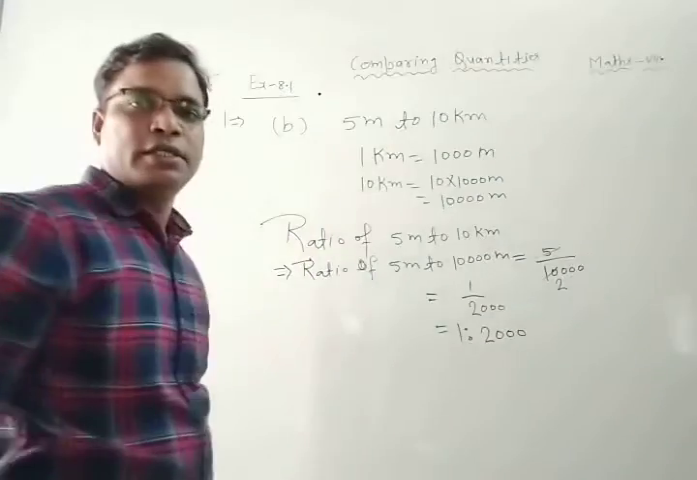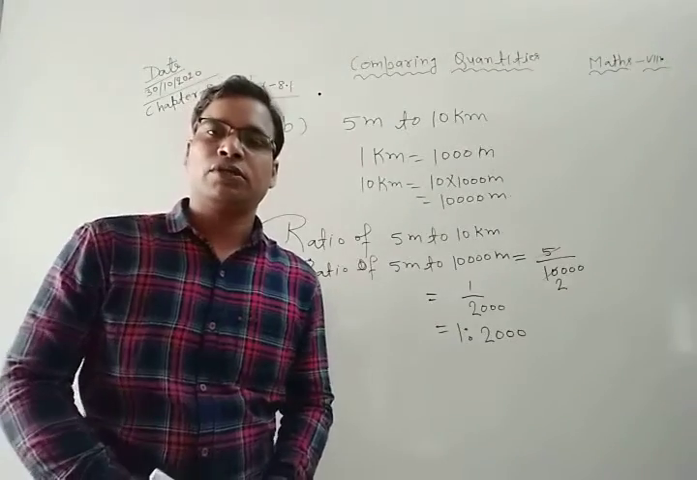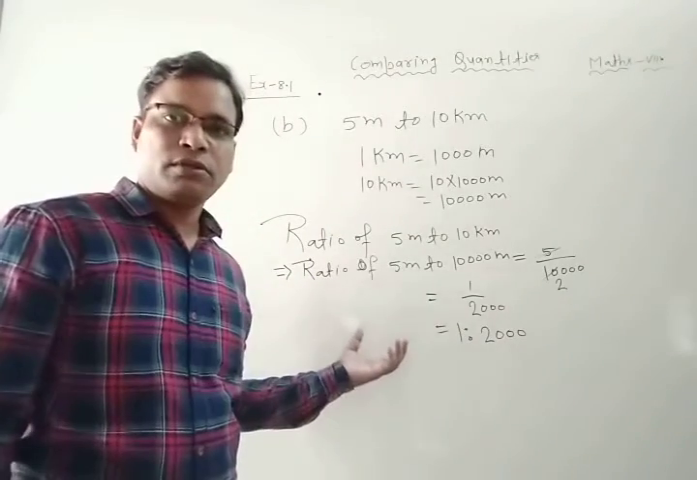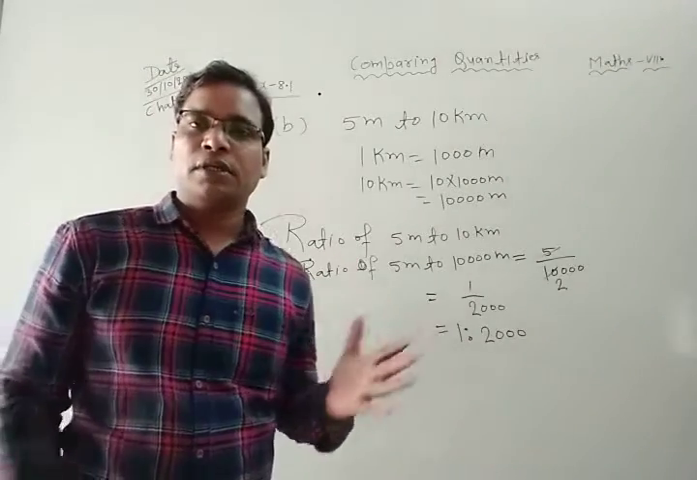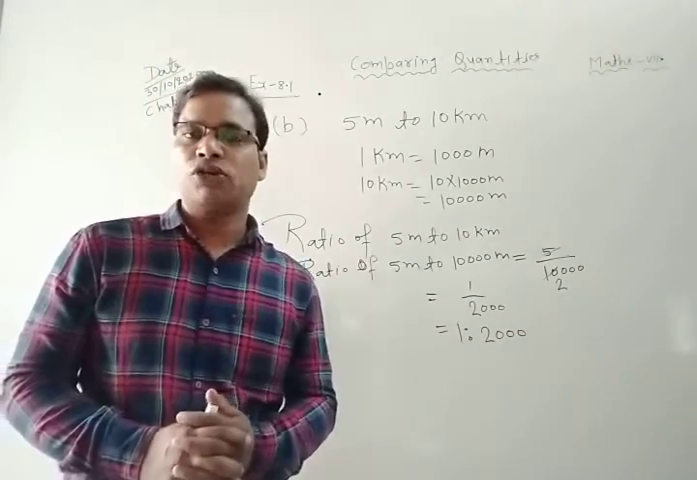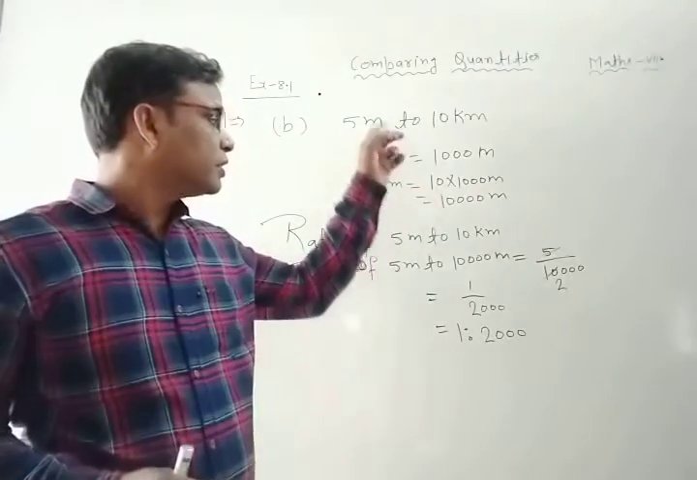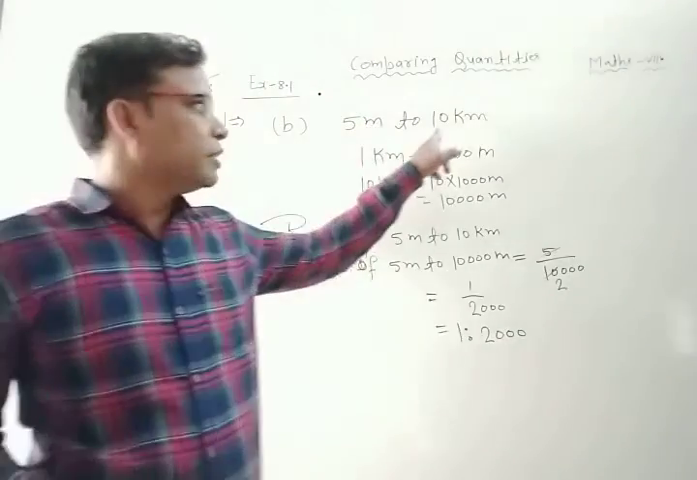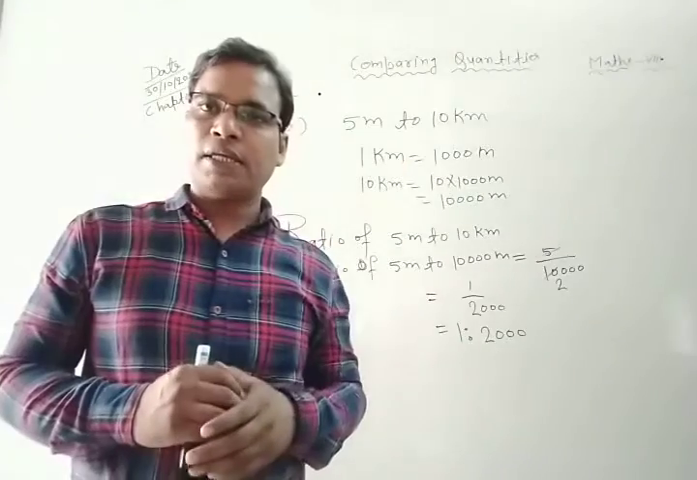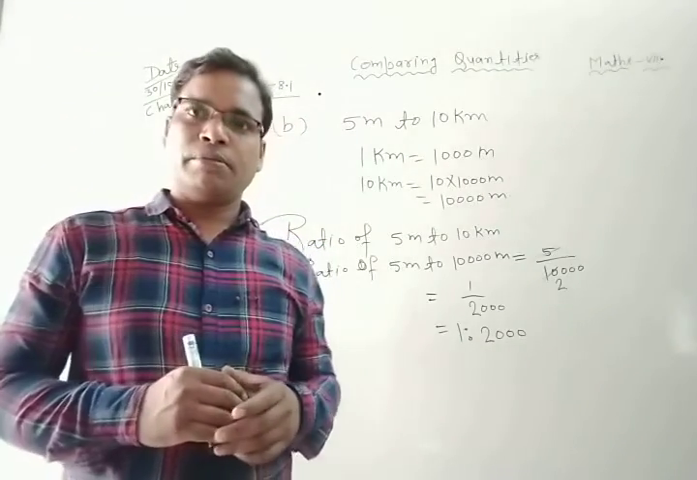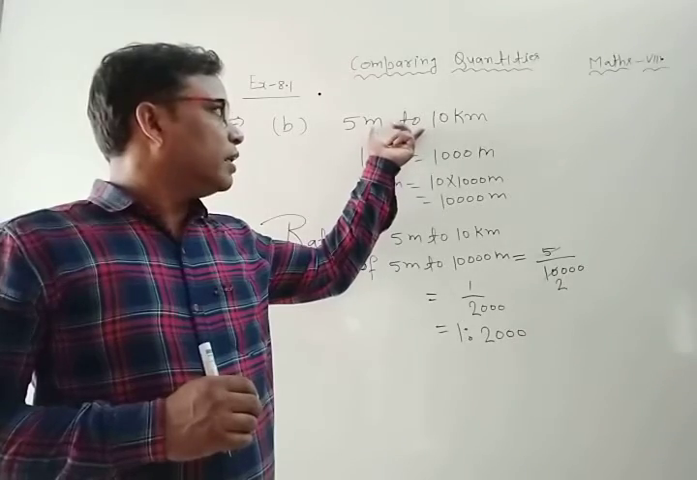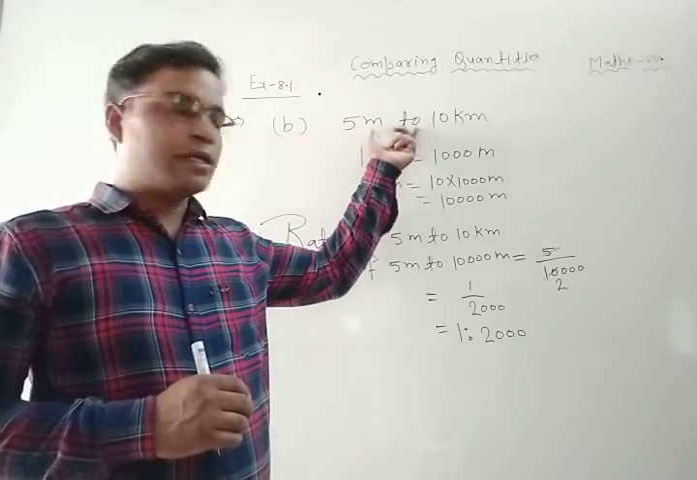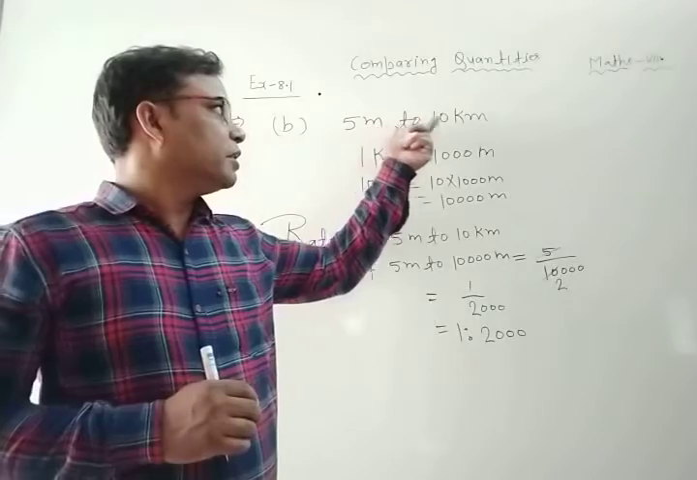This is clear? So children, I hope all of you understood this question. In this question, we need to find the ratio of 5 meter to 10 kilometer. So here you can see this quantity is in meter, but this is in kilometer. Both are measures of length. Both quantities are measured by length, but this is 5 meter, this is 10 kilometer.